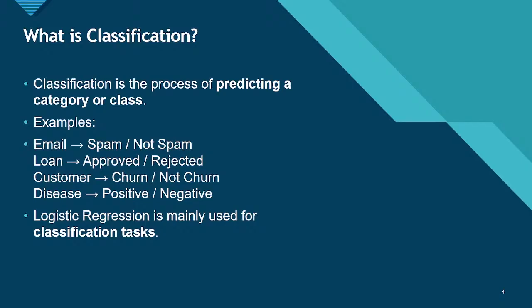not continuous data. For example, if you give the system information, and it outputs a spam or non-spam category, we are using classification. Let's look at real-world examples to understand this better. Email classification: an email is spam or not spam.